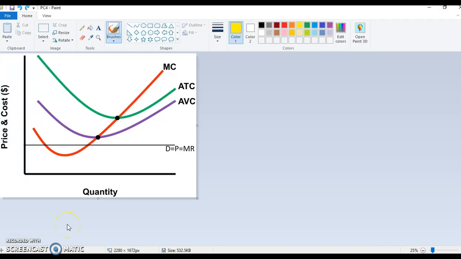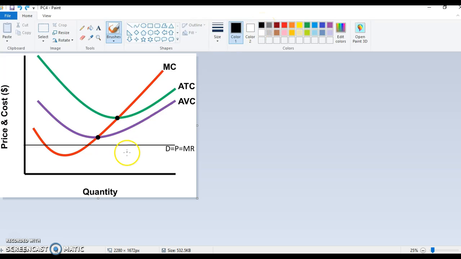Okay, we still have one more example of perfect competition. We are a price taker. We know that our horizontal line is our demand curve, which is the same as price and marginal revenue for perfect competition's market structure only. So this is not true for monopoly, for monopolistic competition, nor for oligopoly. This is for perfect competition only.